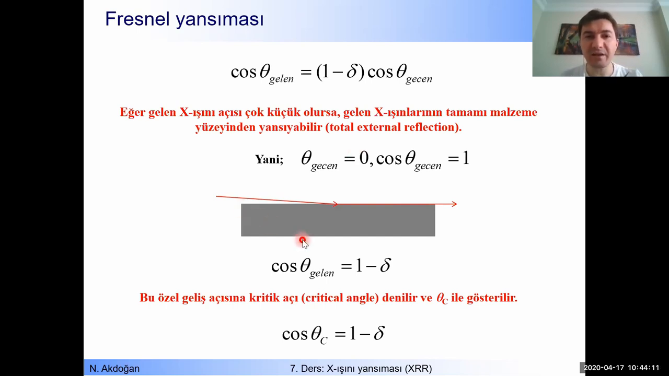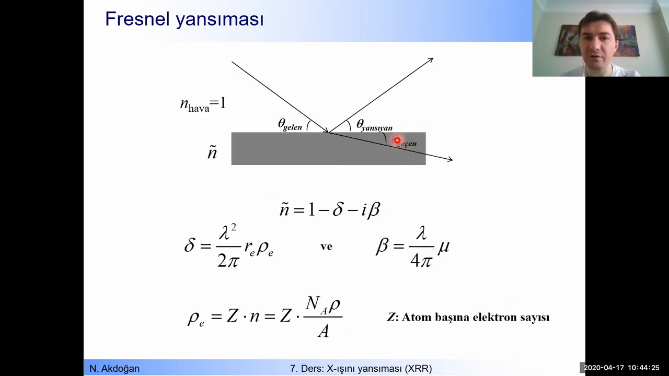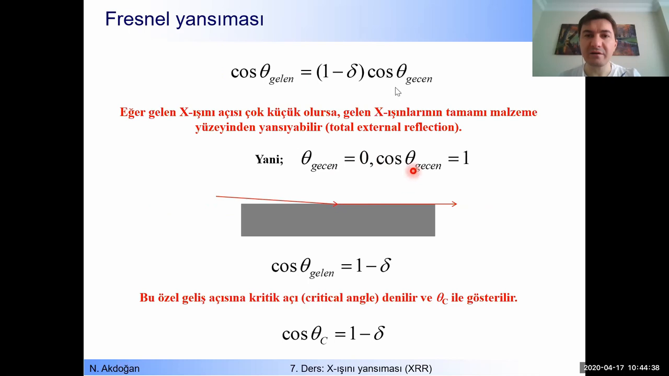In that condition, theta transmission is zero because X-rays cannot enter into the material. This angle is very small and they are reflected from the surface. We have total external reflection, so theta transmission is zero. If theta transmission is zero, then cosine zero is one, so cosine theta transmission will be one. Put that here for that condition: cosine theta incident is equal to one minus delta. This special incident angle is called the critical angle, and we show it by theta critical. So cosine theta critical is equal to one minus delta. Do you have any question until that part?